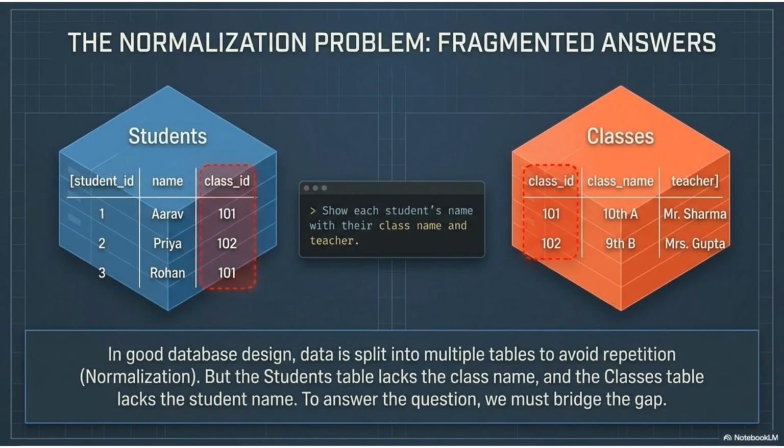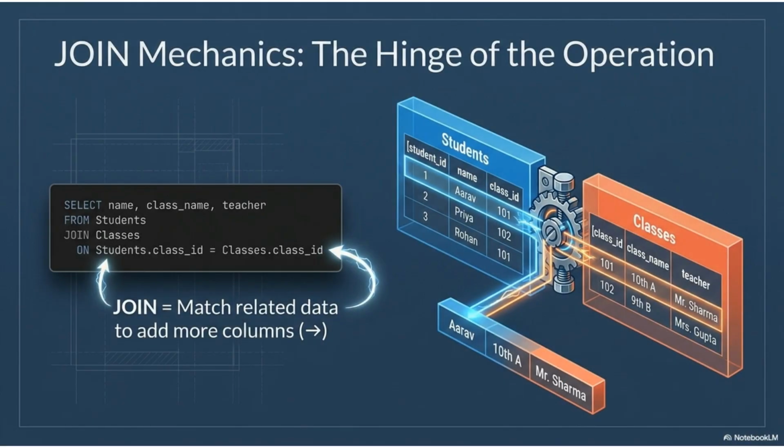Data normalization splits information into multiple tables to reduce repetition. For instance, you might have a students table and a classes table. To get a complete view, you need to bridge the gap between these related tables. The join operation acts as a hinge, matching related data from two tables based on a common key. This allows you to combine columns horizontally to create more informative data sets.